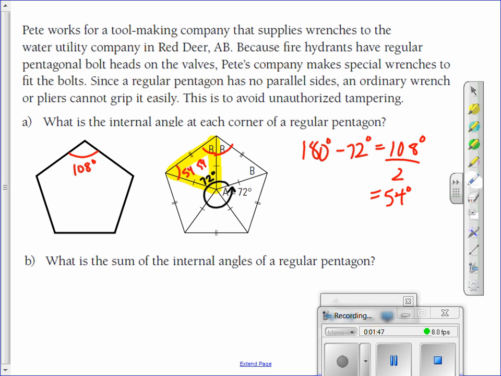And if we look at the sum of all of these angles inside, it would be 5 times 108 for each one of these added together, which would be 500 plus 40, which is 540 degrees. So that's it. Nothing too hard there.